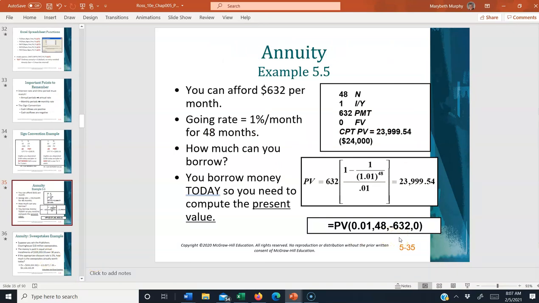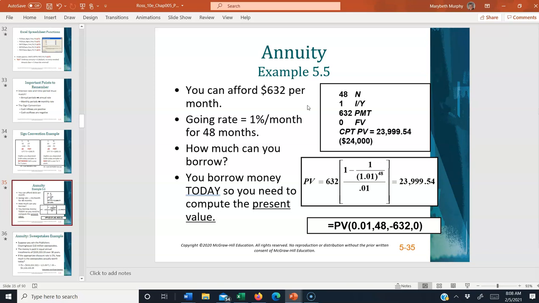Okay, here's an annuity example. We're going to go through each of the 3 methods here. You can afford to spend $632 per month. The going rate is 1% per month for 48 months. How much can you borrow? You borrow money today, so you need to compute the present value. We're borrowing today. Always ask yourself, am I trying to figure out what I need today or what something is going to be in the future?